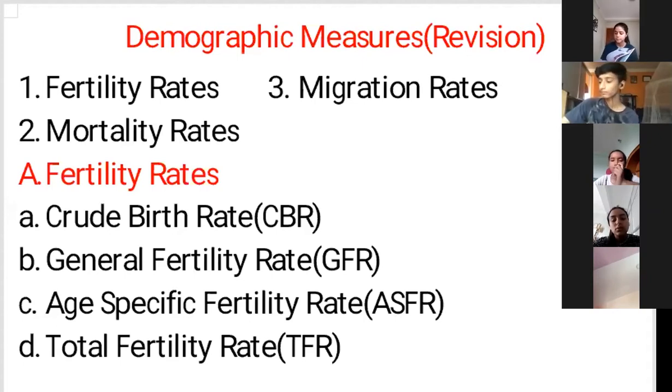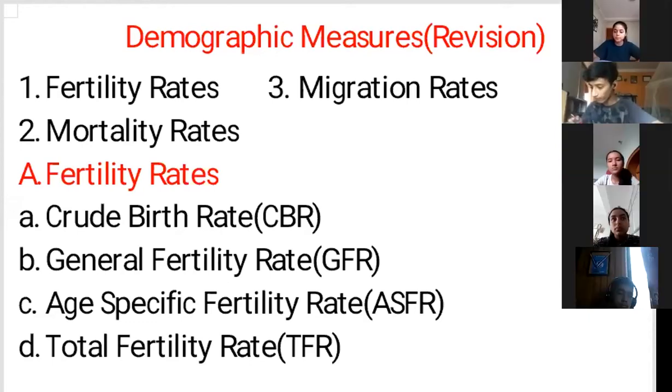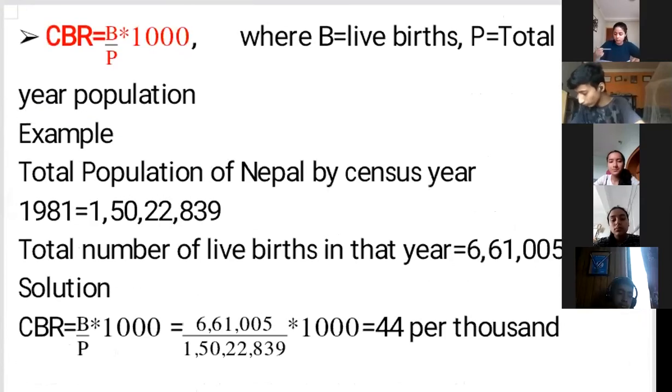In the previous class, I informed you that there are some formulas to calculate fertility rates, the first measurement of demography. In mortality rates also, we'll discuss the formulas with examples, and third, migration. Now in this class, we'll just discuss the four measurements of fertility rates with their formulas. You can see the next page. First of all, CBR.